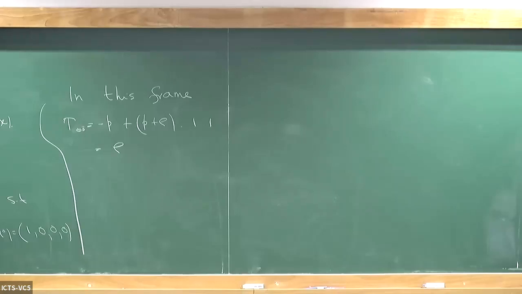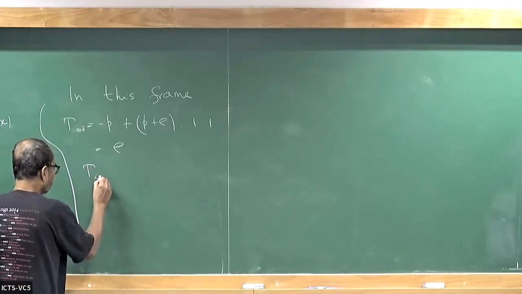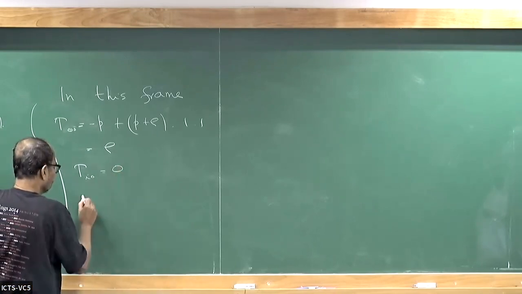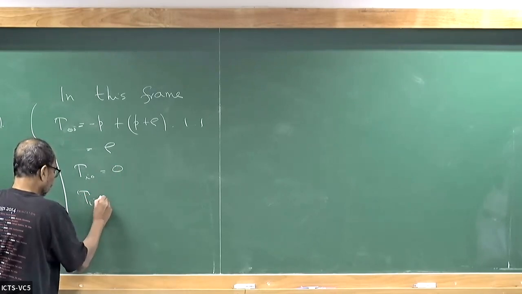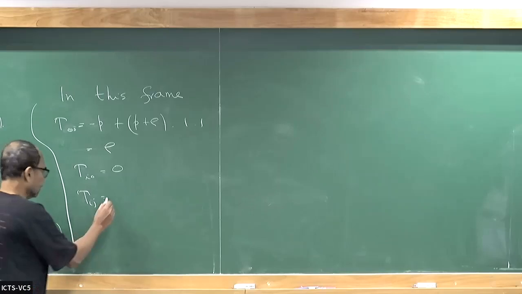Okay? T i0 is 0 because g i0 is eta i0, right? That is 0. And here it's u i u0, and u i is 0. Right? T i0 is 0. And T ij, this doesn't contribute because u i and u j are 0. This gives you p times delta ij.